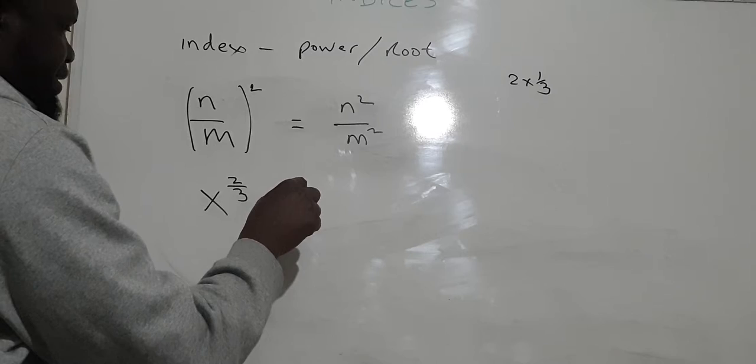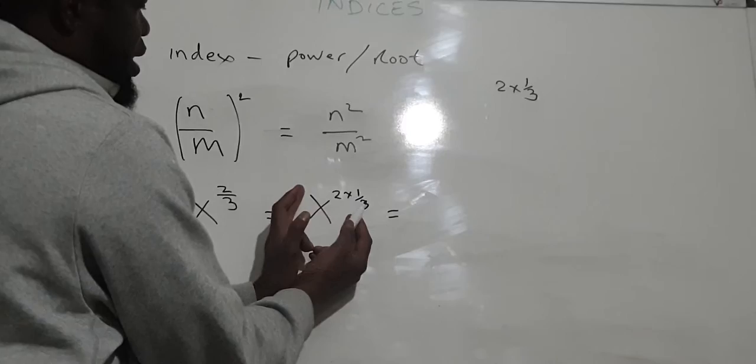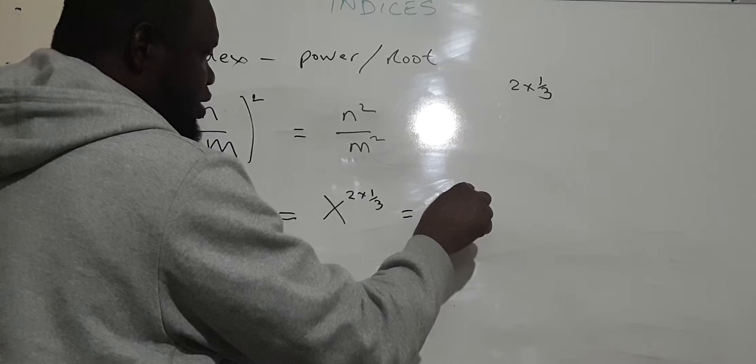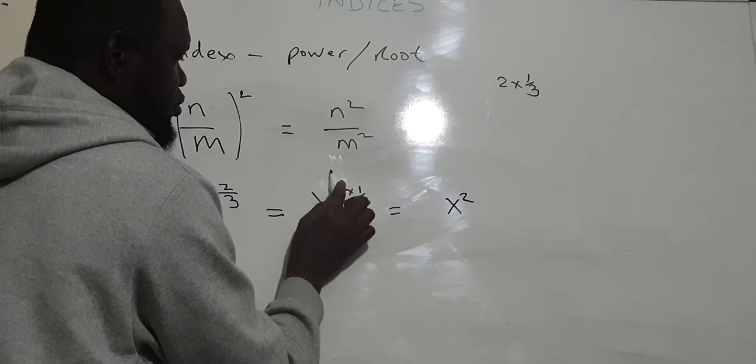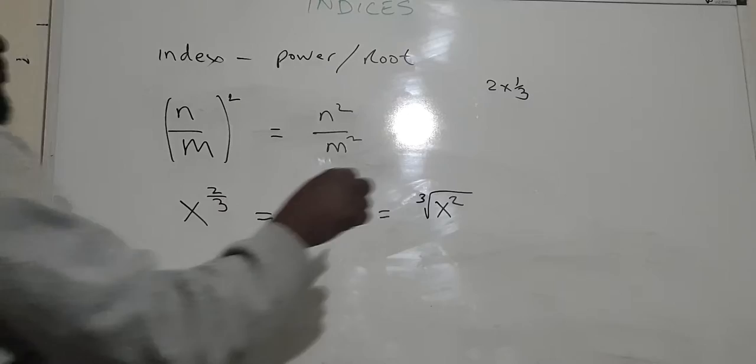This means x squared times x to the power 1 over 3. So x squared stays x squared, and 1 third means cube root. If you cover the x squared, you have x to the power 1 over 3, which is the cube root of x. So therefore, x to the power 2 over 3 is equal to the cube root of x squared.